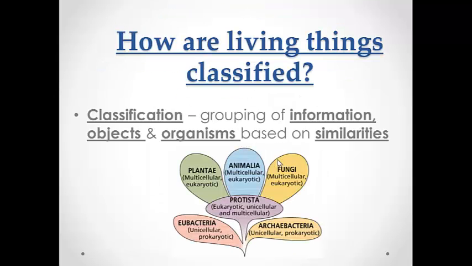How are living things classified? That's classification. Classification is the grouping of information, objects, and organisms based on similarities. And down here are the 6 kingdoms that we talk about: Plantae, Animalia, fungi, protista, eubacteria, and archaeobacteria.